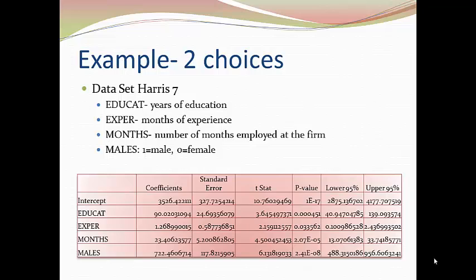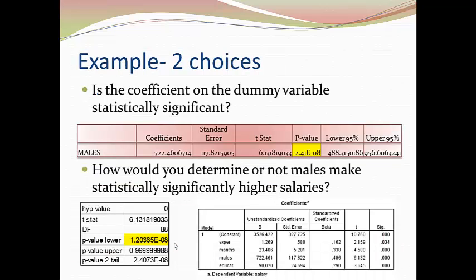I can look at that p-value there, and my p-value is less than 0.05, so I'm 95% confident that males make, on average, $722.46 more than females, ceteris paribus, or holding education, experience, and number of months with the firm constant. Now, is the coefficient on the dummy variable statistically significant? Yes, and I show the printout here also in SPSS.